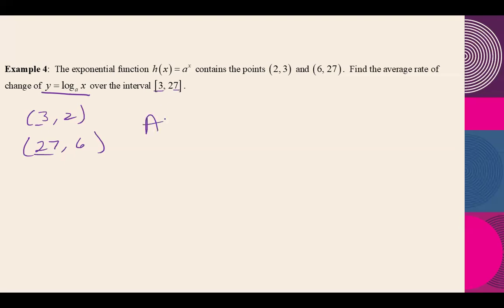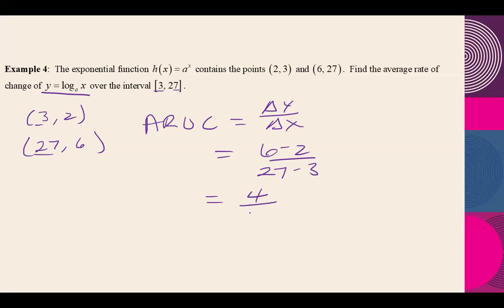And how do I find average rate of change? Well, average rate of change is the change in your y over the change in your x, right? So the change in my y, 6 minus 2, change in my x is 27 minus 3. What is 6 minus 2? What's 27 minus 3? And 4 over 24 reduces to 1 over 6. Okay, so you had everything you need to calculate that. It was just making sure that you understood the rules and what it meant to be an inverse. Are you with me? Make sense?